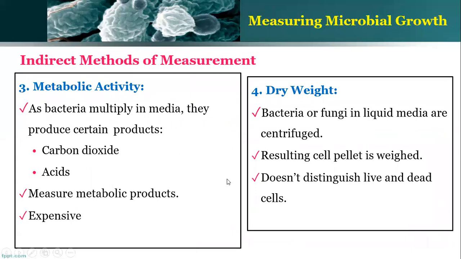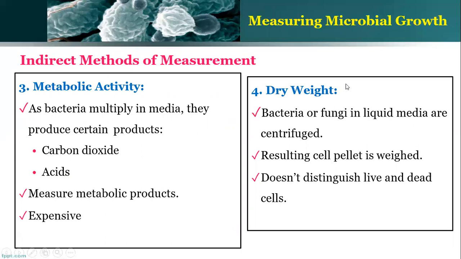The next indirect method is metabolic activity. Based on the metabolic activity, you can also measure the microbial growth. As bacteria multiply in the medium, they produce certain products like carbon dioxide and acids as byproducts. So based on the measurement of acid or carbon dioxide, you can detect the metabolic activity of the organism. And this is a very expensive method.